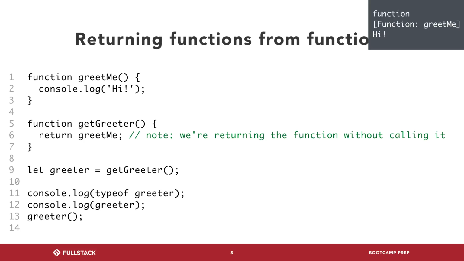And when we invoke getGreeter, what does that return? It returns the greetMe function. And so now on line 9, greeter becomes the greetMe function, right? Does everyone see that? After line 9 runs, getGreeter on the right-hand side returns the greetMe function, and then greeter is going to equal the greetMe function. So on line 11, when we console log out typeof greeter, we get function. When we console log out greeter, we get function greetMe. And lastly, when we invoke greeter on line 13, it's just like we're invoking greetMe on line 1.